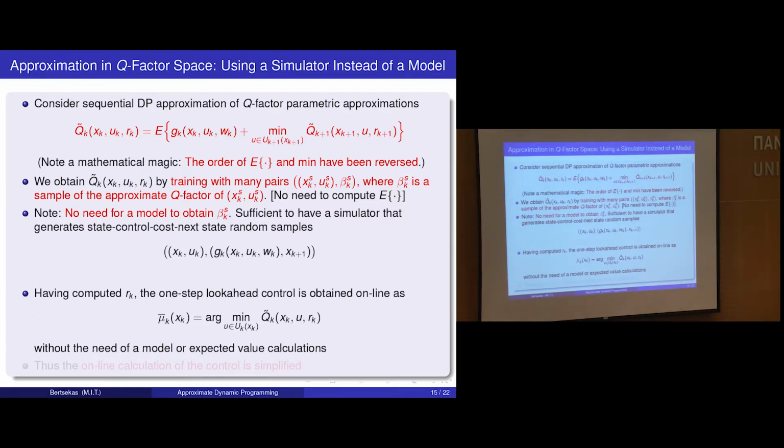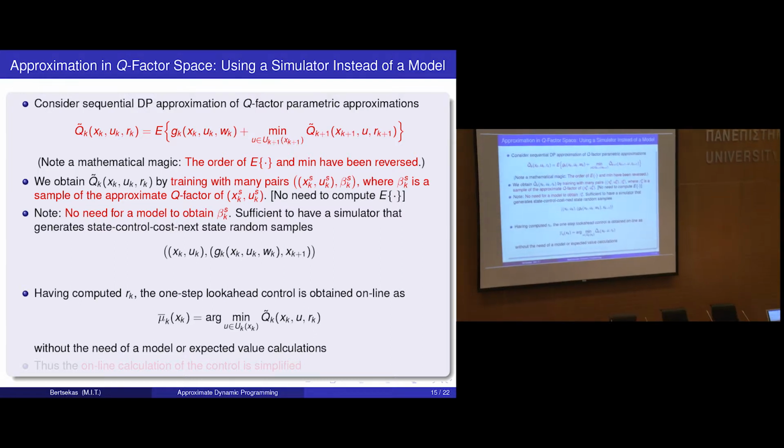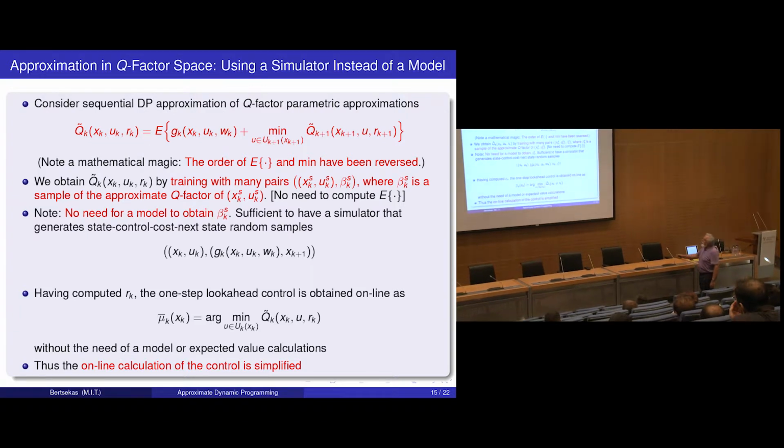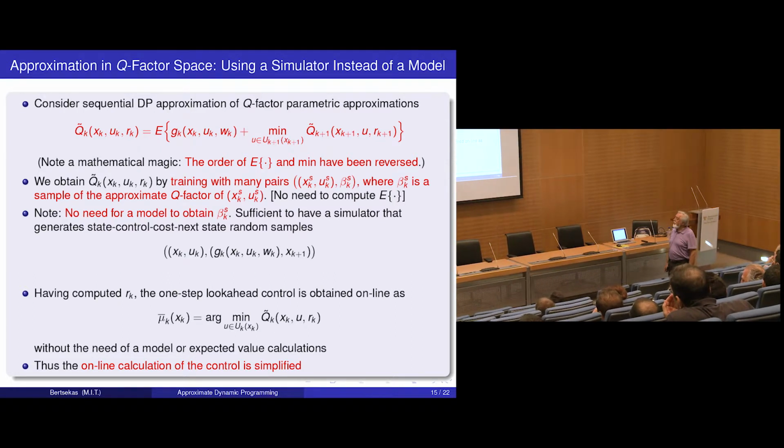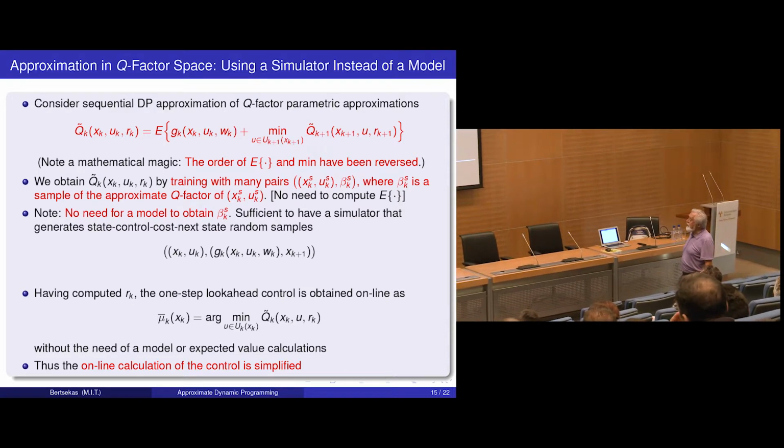And there's another major advantage of QFactors. Once we have trained the architecture and we have obtained this Q tilde, we don't have to calculate an expectation online. The implementation of the one-step look-ahead control is obtained by this much simpler minimization, which does not involve expected values. Okay. It's a big thing. Very often controls are implemented in this way, even if they are trained in a different way, because of this convenience of not having to compute online expected values. They're implemented in terms of QFactors. So the online calculation of the control is simplified, and that's why you see QFactors and Q-learning so prominent in the literature, as well as model-free training.